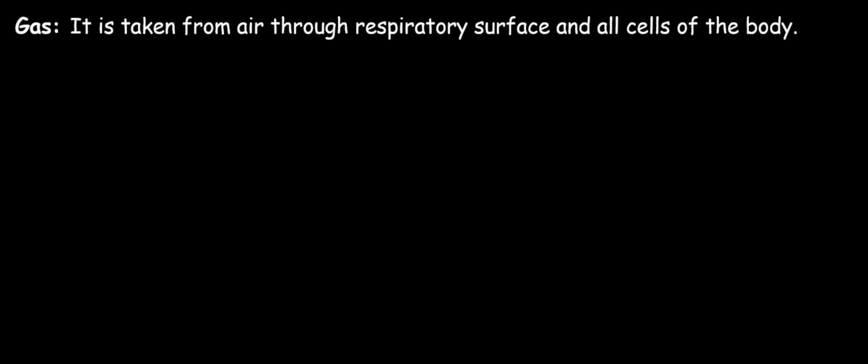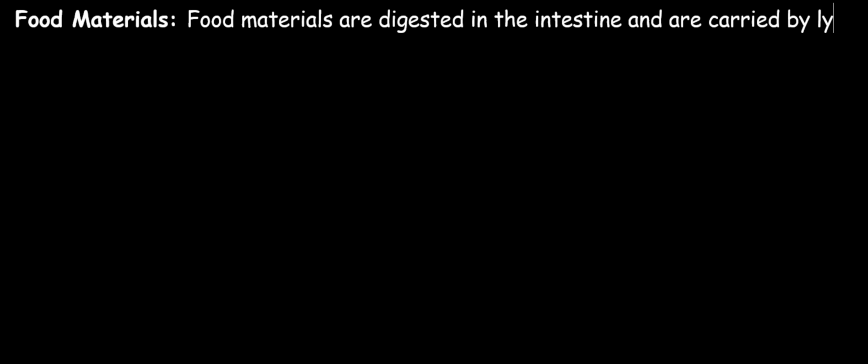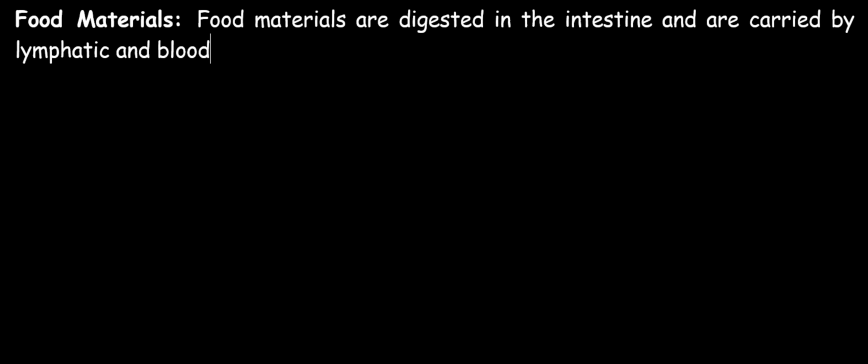Another material for transportation is food materials. After the process of digestion, that is after food materials are digested in the intestine, they are carried by the blood system to all cells of the body, because these cells need this digested food, so it has to be carried to them. So food materials are transported also.